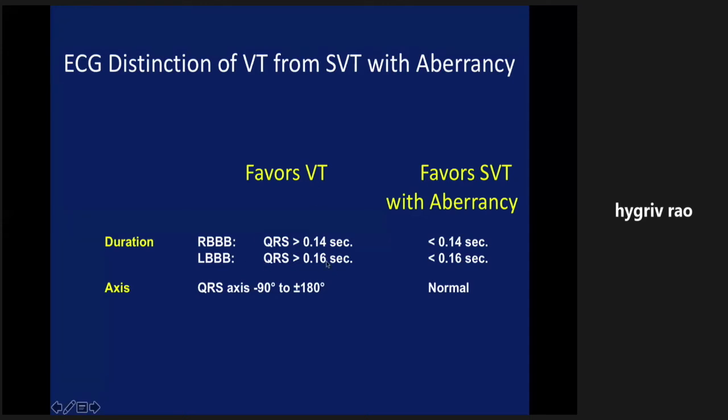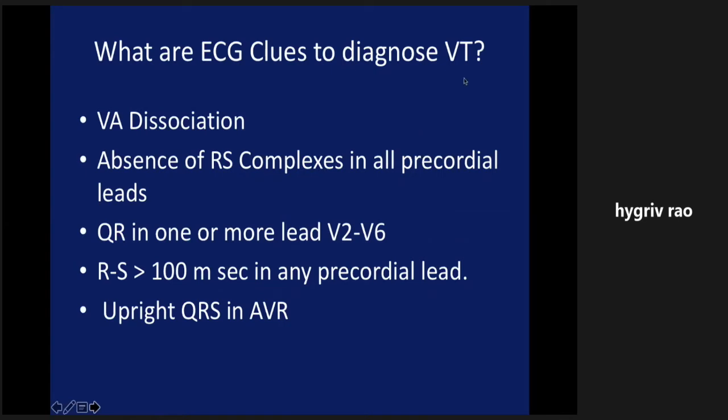If it is more than 160 milliseconds, it favors an LBBB. And if the QRS axis is abnormal, generally minus, then you always think of a VT. Now, coming to the important points.